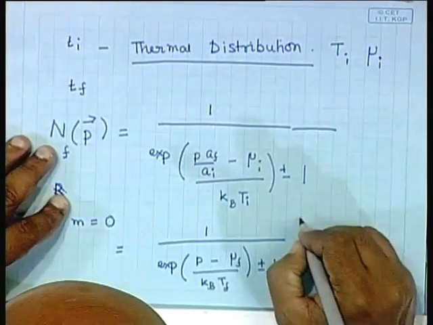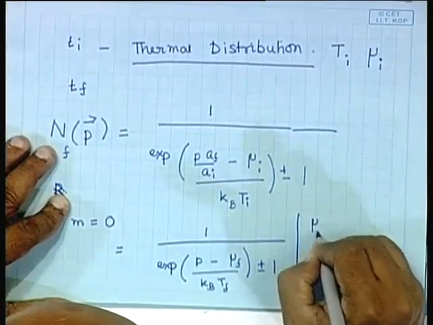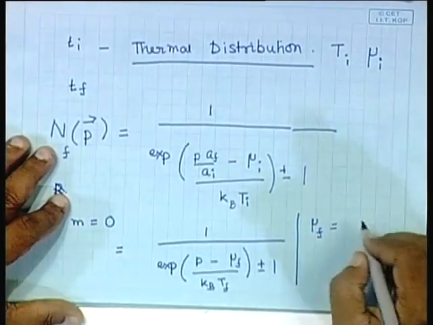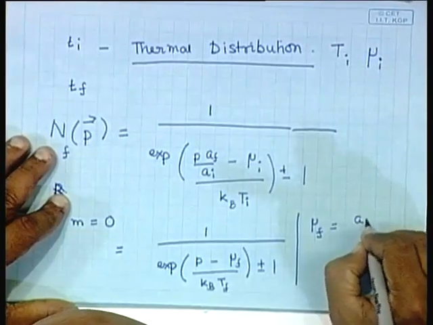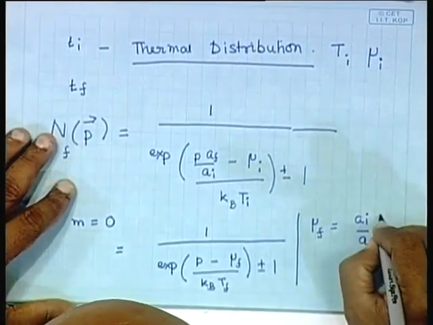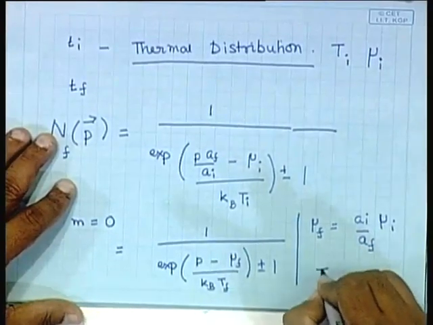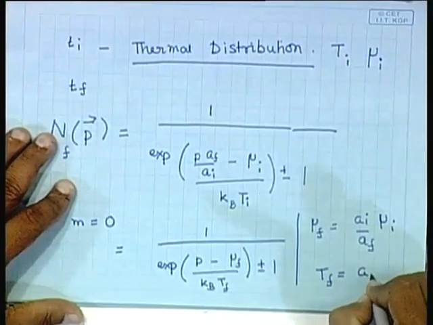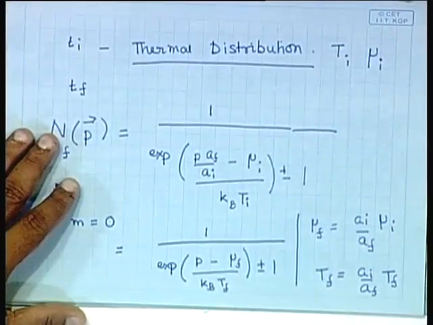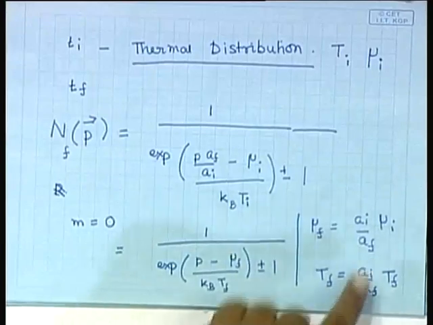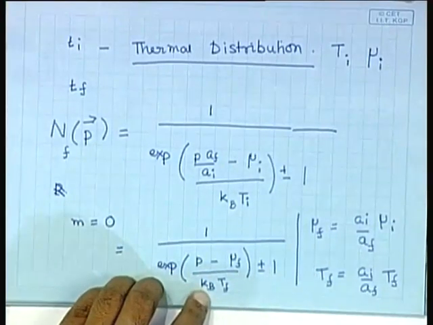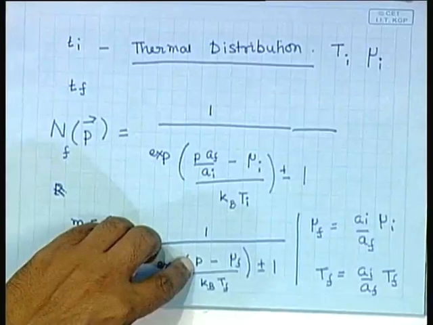So, if you define mu F to be equal to AI by AF mu initial and T final to be AI by AF T initial, then plug these in here, you will have extra factors of AI by AF multiplying both of these, which essentially corresponds to AF by AI multiplying this.